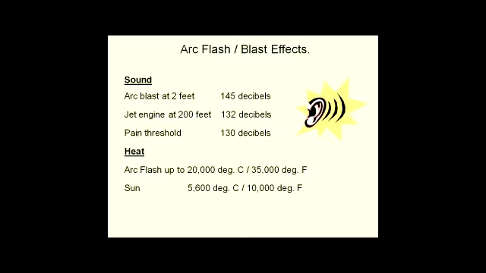Okay. Now, heat. Arc flash can also cause heat. Arc flash can be up to 20,000 degrees Celsius, which would be about 35,000 degrees Fahrenheit. Just as a comparison, the sun at the surface is about 5,600 degrees Celsius or 10,000 degrees Fahrenheit. All right, so arc flash can be deadly just from the temperature. Now it's momentary. It could last a few seconds, but it's enough to kill you.